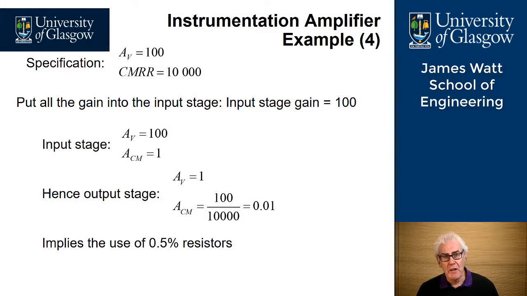If we want a common mode rejection ratio of 80 decibels, or 10,000 times, let's put all the gain into the front stage. Our input stage gain would be 100 times, and the differential gain from the input stage would be 100, but the common mode gain, as we proved in the previous lecture, would only be 1 times. At the output, we would have a common mode gain of 100 divided by 100,000, which equals about 0.1. That would imply the use of 0.5% resistors around the difference stage of the instrumentation amplifier.